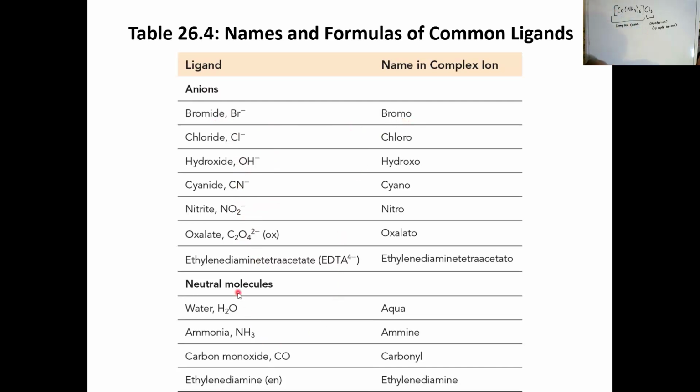For neutral molecules like water and ammonia, things that are again very familiar to us, when we have a water molecule acting as a ligand, we're going to call that ligand aqua. When we have ammonia acting as a ligand, we're going to call it amine. I'm pointing this out here because these are names that you do have to know.